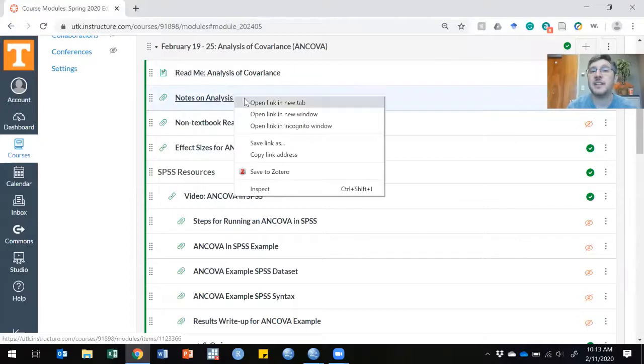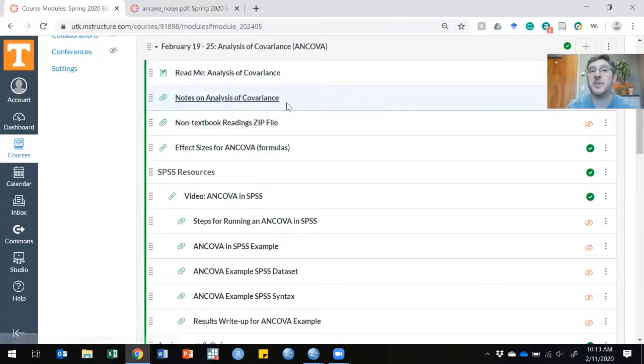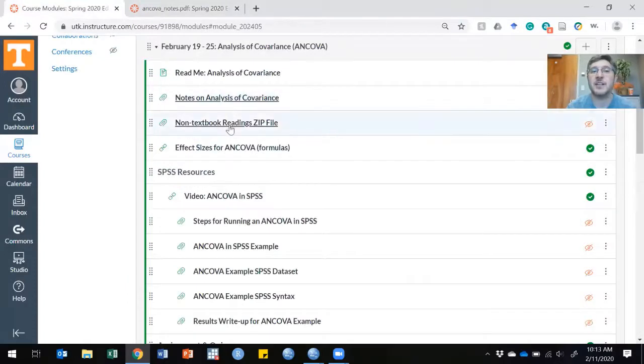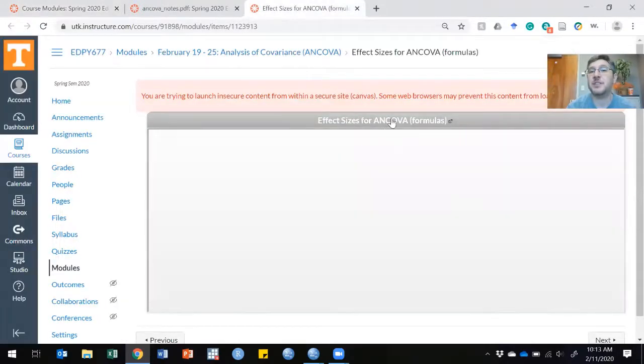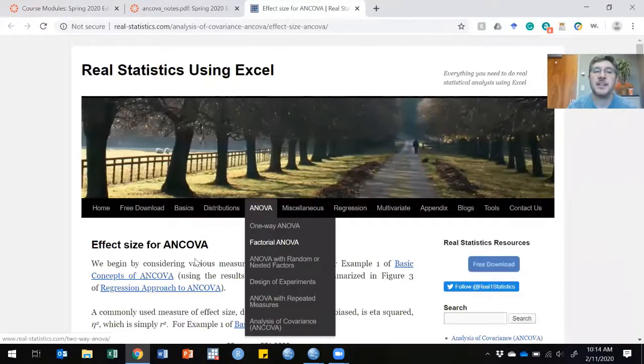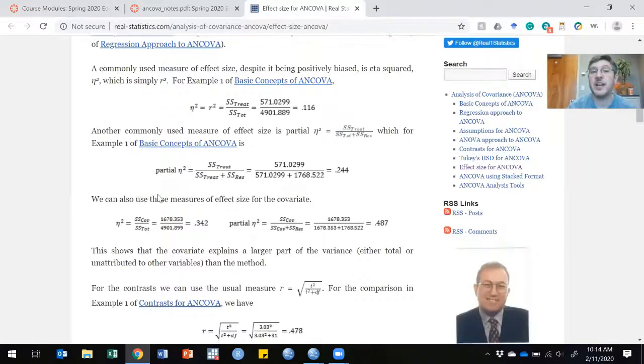You'll also find a copy of my notes here on the main module page for ANCOVA. We'll look at these briefly in a minute. You can download the zip file of your non-textbook readings here. This is just a neat web link that gives you some of the formulas for calculating different effect sizes in analysis of covariance. So if you're just wondering how the partial eta squared is computed, you can see the formulas there.